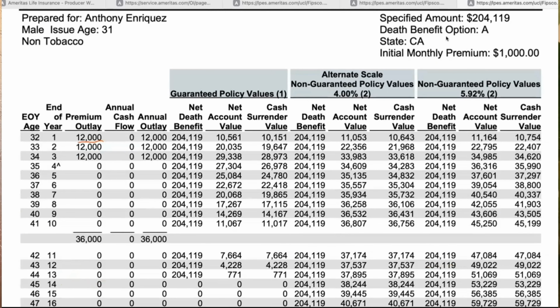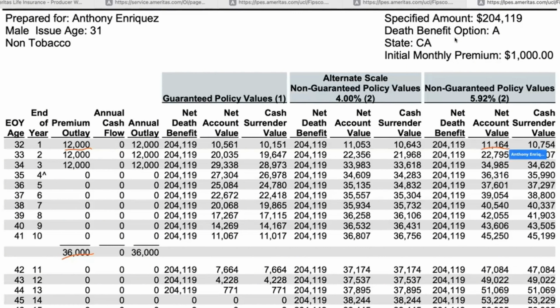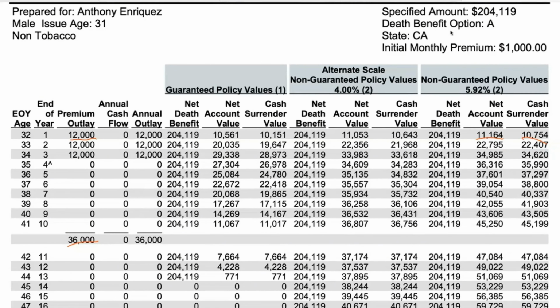So that is a total of $36,000 being saved in the policy, and I want you to notice exactly what happens based on just those 3 years of funding, how this policy will grow and mature over the years. Let's take our eyes to the far right column again. As you can see, our net account value is still going to be the same as our last policy, slightly over $11,000 there. And then our cash surrender value is going to be slightly over $10,000 in the following column.